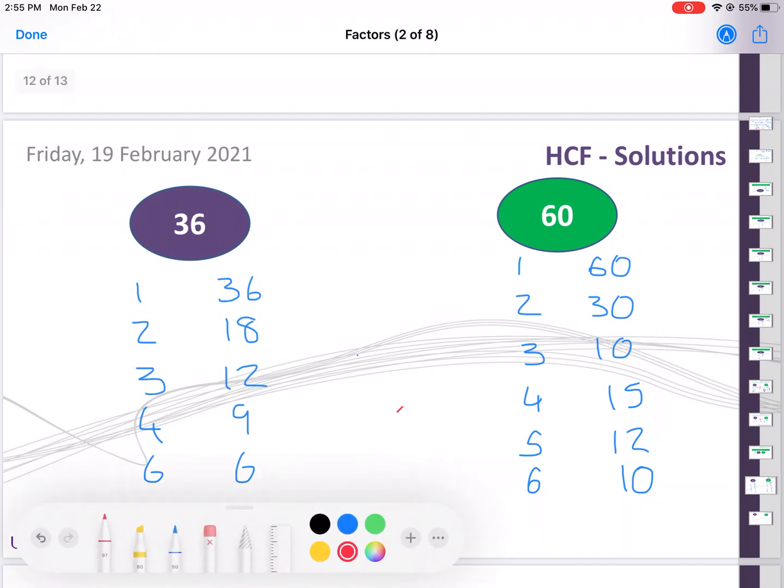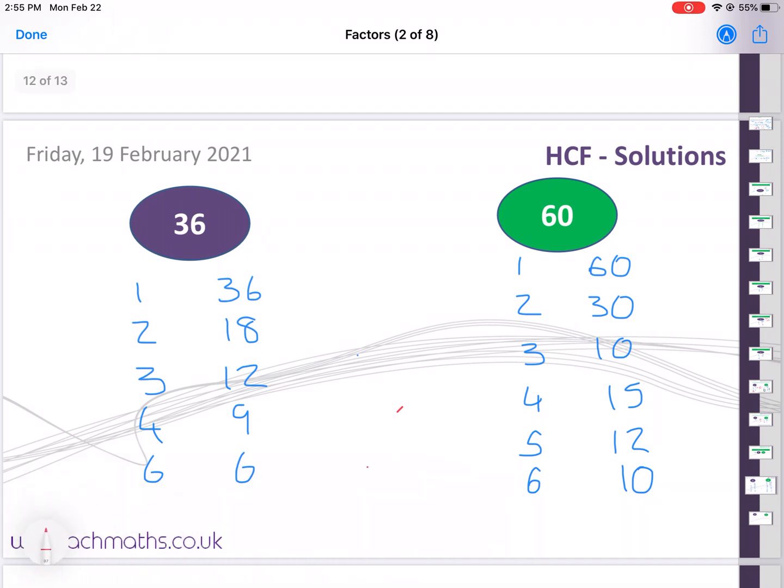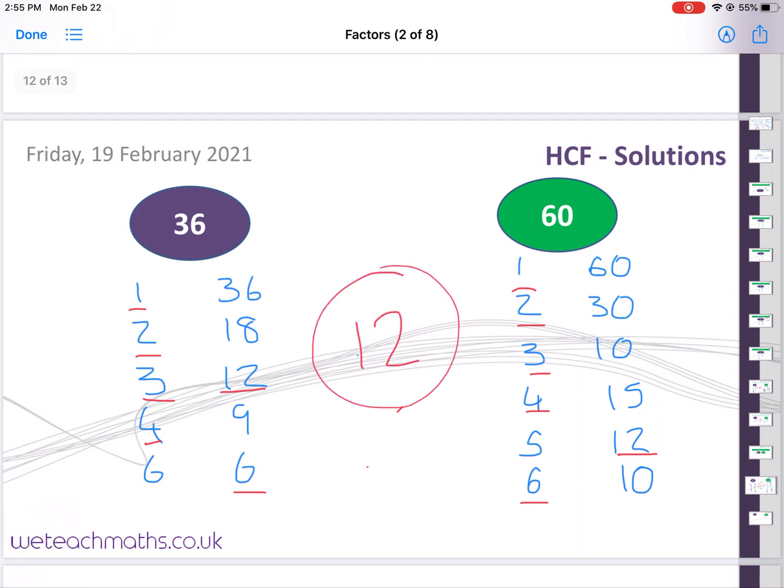So the ones that they have in common are 6, 3, 1 and 2, 4 as well, 12 and 12. Is there any more? Nope, so we pick out of the list of common factors the highest one, and in this case it is 12.